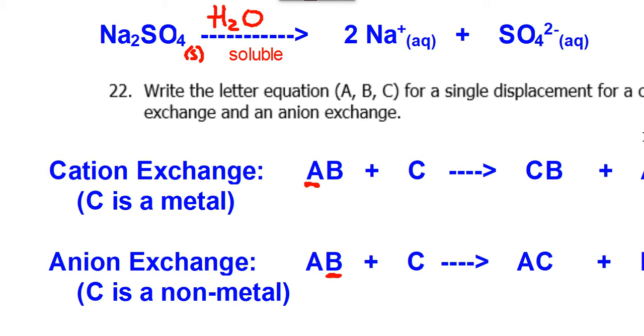Number 22, write the letter equation for a single displacement. This is where we show that the one element is taking the place of the other. So if C is a metal, it could take the place of A. If C is a non-metal, it could take the place of B.